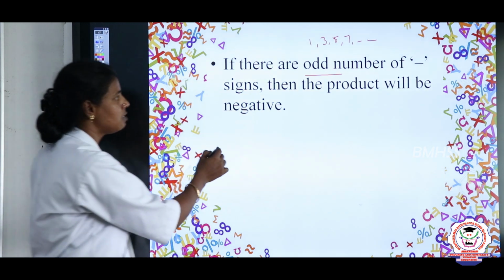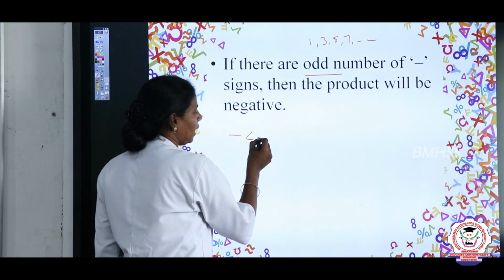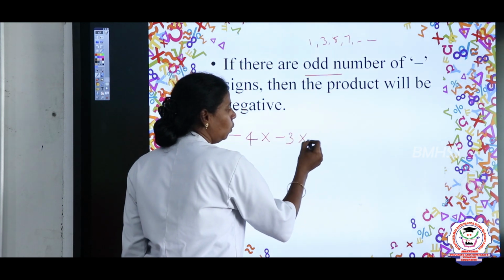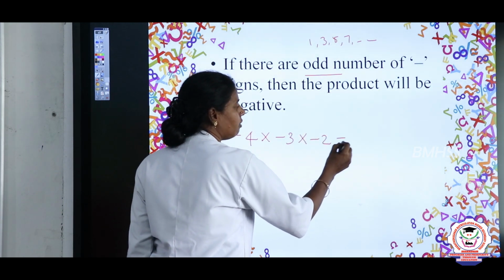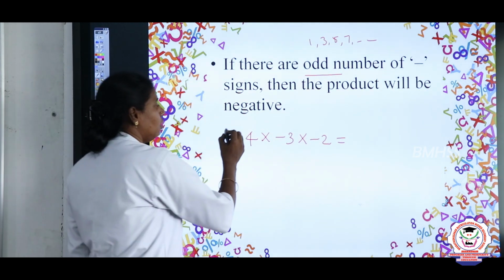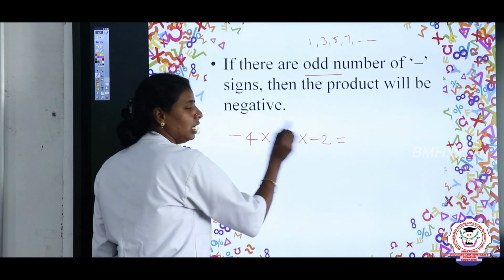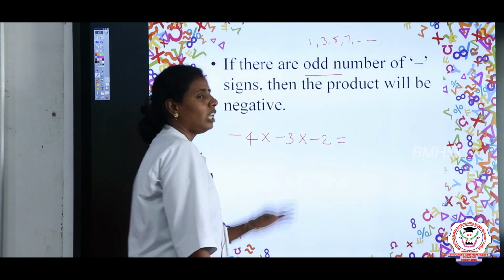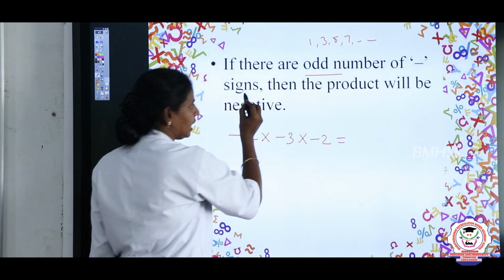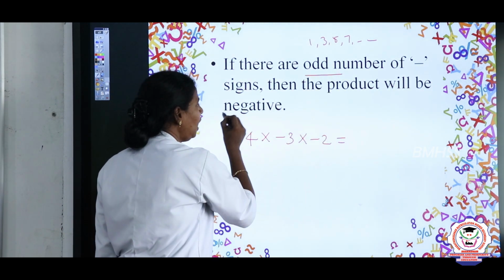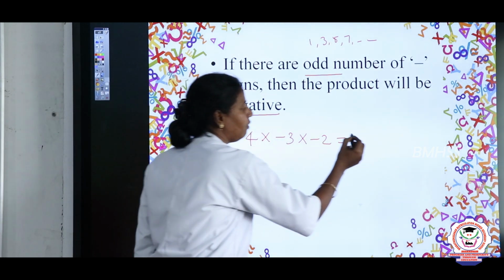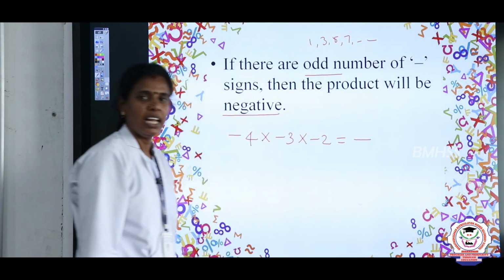See, an odd number of negative signs, for example, -4 into -3 into -2 is equal to. See here, how many negative signs are given? 1, 2, 3. So 3 negative signs. So 3 is an odd number. So if there are an odd number of negative signs, then the product will be negative. So here, an odd number of negative signs, so our answer will be negative.